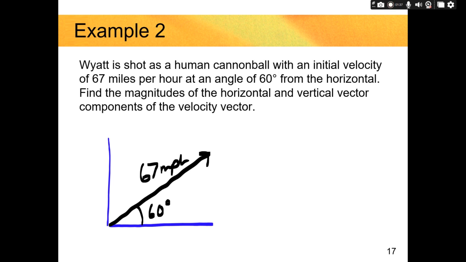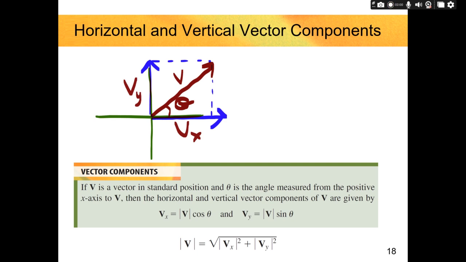All right, so let's go with it. I want to know the horizontal vector and the vertical vector. So I want to know the components of it. Let's go back to the book real quick and get some definitions for those and see the notation for it. So if I want the horizontal vector, notice it's V with a little x as a subscript, and it says the magnitude of V multiplied by cosine of theta. Does that make sense there?